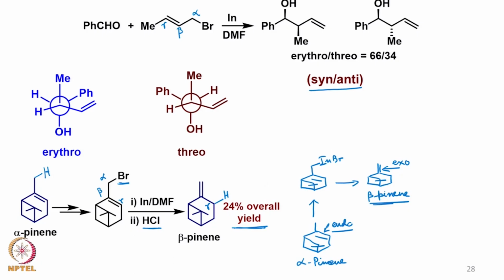Now I suggest that you people can take up and see how these erythro and threo products are formed, what is the transition state, that we discussed in the boron case. You can try and work it out and see how it is, and we can discuss it in more detail when we have the question and answer sessions.